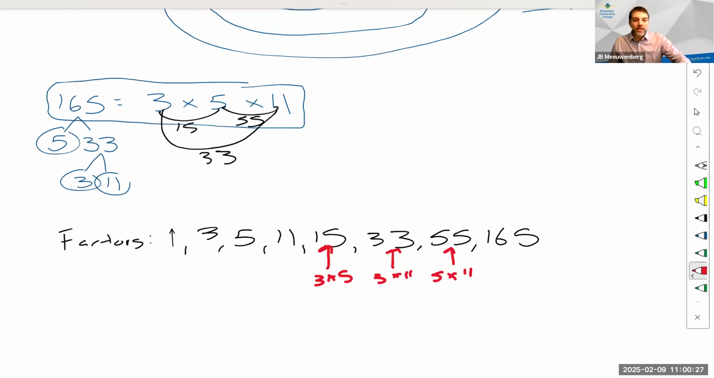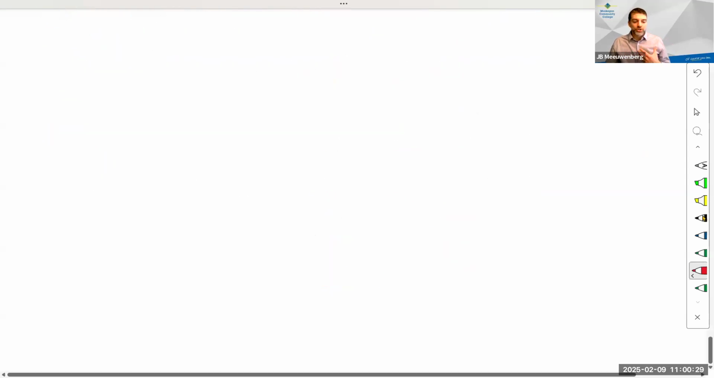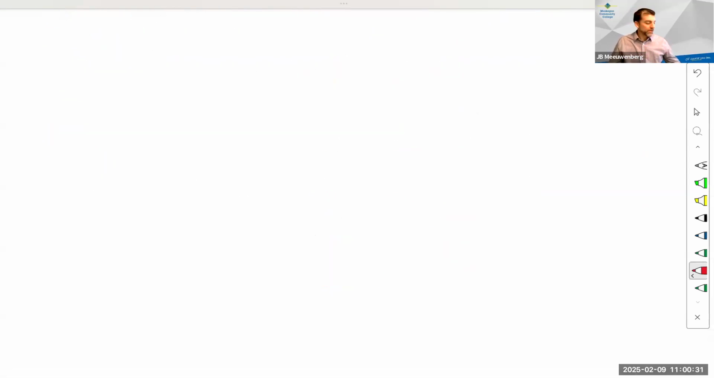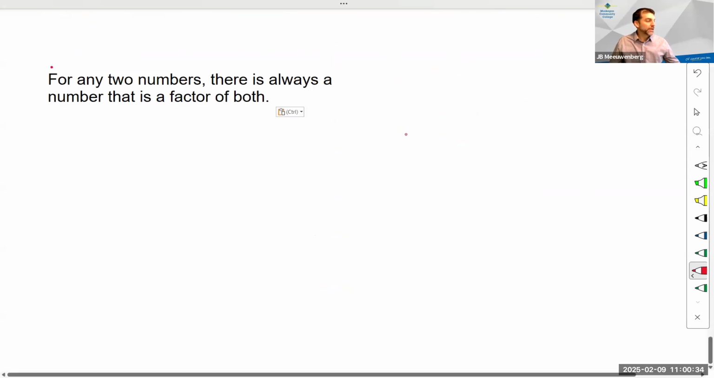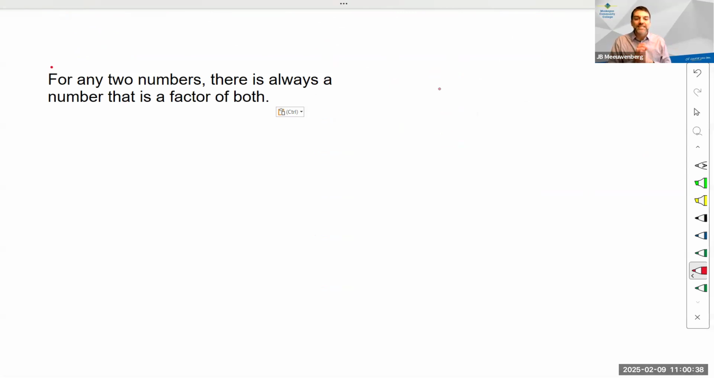So one of the important things to understand is that for any 2 numbers that exist, there's always a number that is a factor of both. It doesn't matter what 2 numbers you pick, every 2 numbers have some common factor. And that's what we're going to start exploring in this next little part of the video. Common factors. And that basically means they have the same factor.